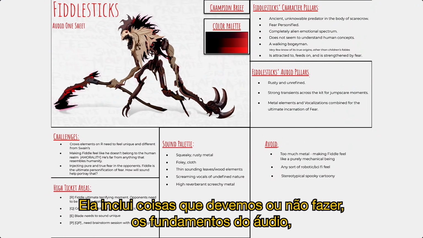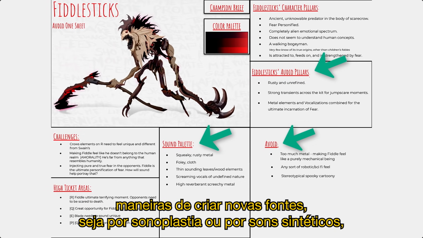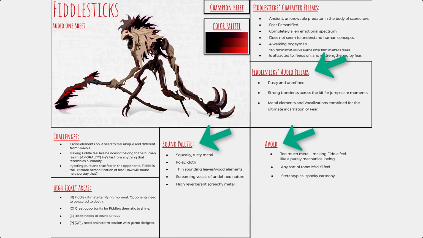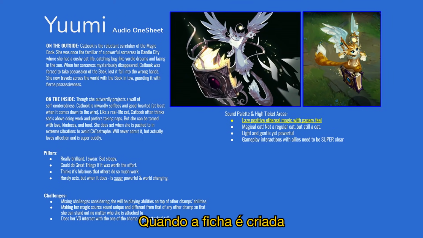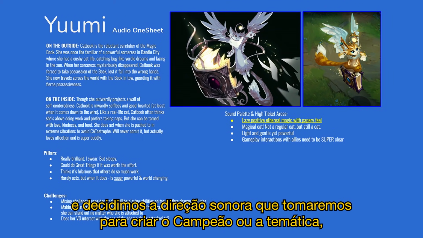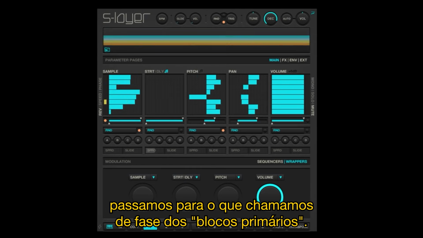sounding like. It includes things like do's and don'ts, the audio pillars, potential avenues to create a new source, whether it's Foley based or synthetic, the challenges that we expect to run into, as well as the high-ticket areas. Once a one-sheet is created and a clear audio direction is in place for this new champion or that new thematic, we move into what we call the building blocks phase.